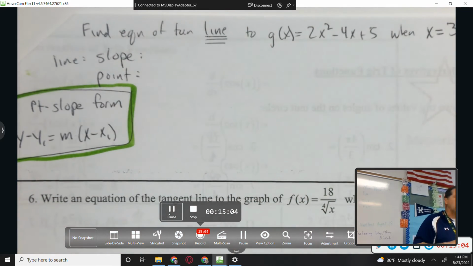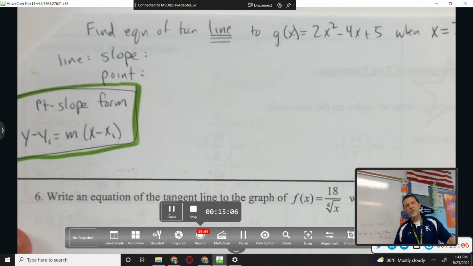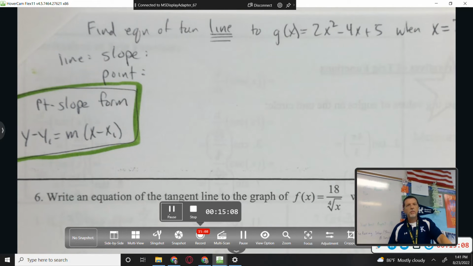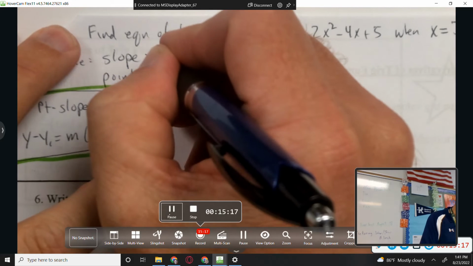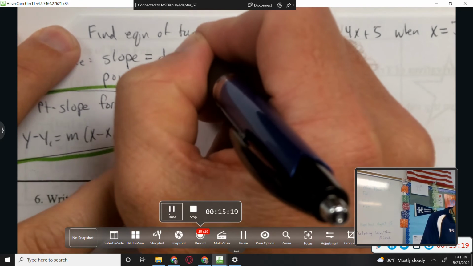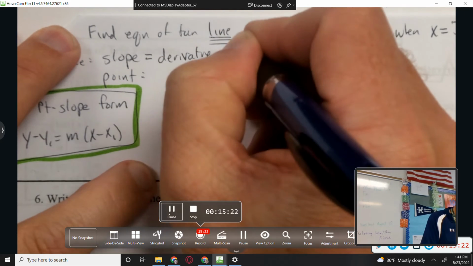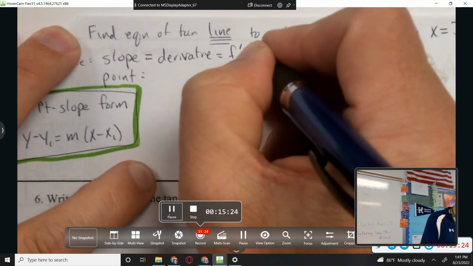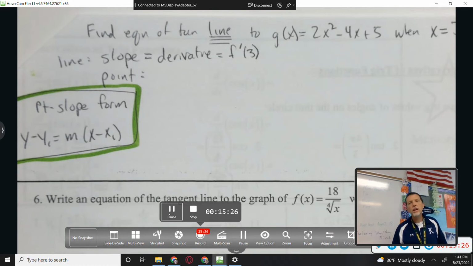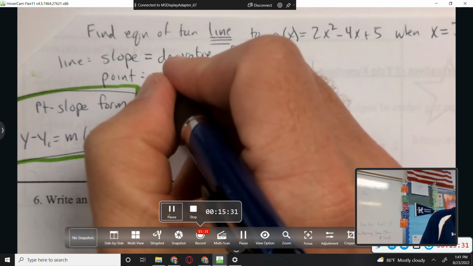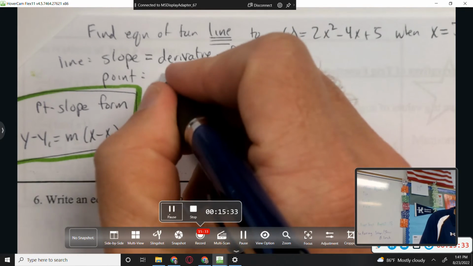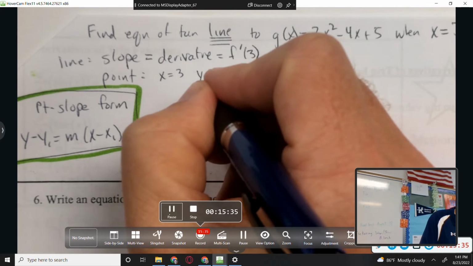That's a big deal, because we will use that often. Because it's pretty straightforward, I just need a point. That's usually not too bad. And now we know how to find slope, because slope is the same thing as derivative. And for this particular problem, it would be the derivative at 3. The point would be, well, we have the x value. The x is 3. And the y value would be the function at 3.